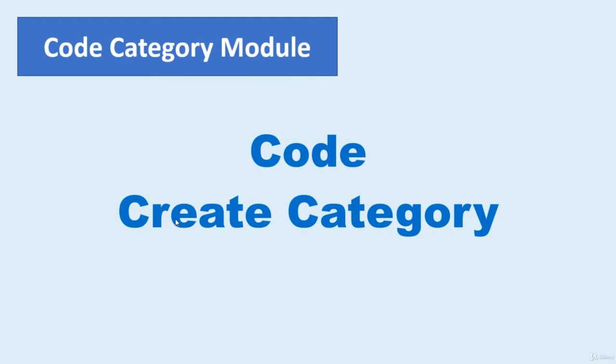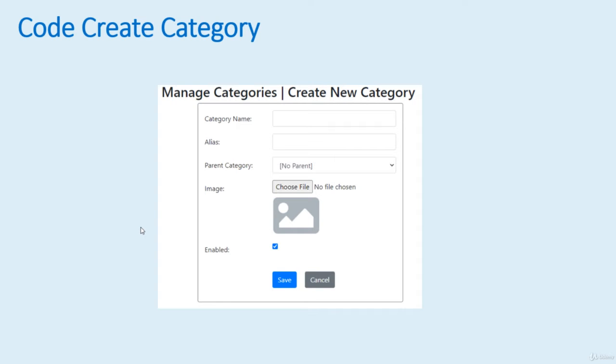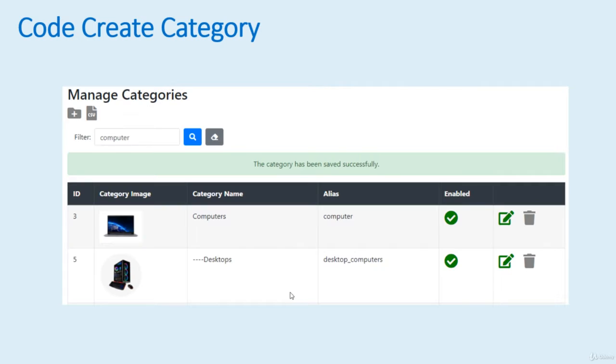Next, we are going to code the create category function, saving details of a new category into the database. So when the users enter all the details and click the Save button, the application will save all the details of the category into the database and display the successful message like this. The category has been saved successfully.